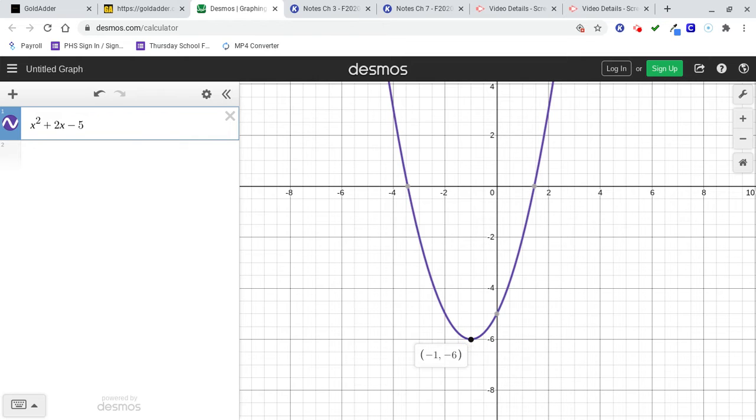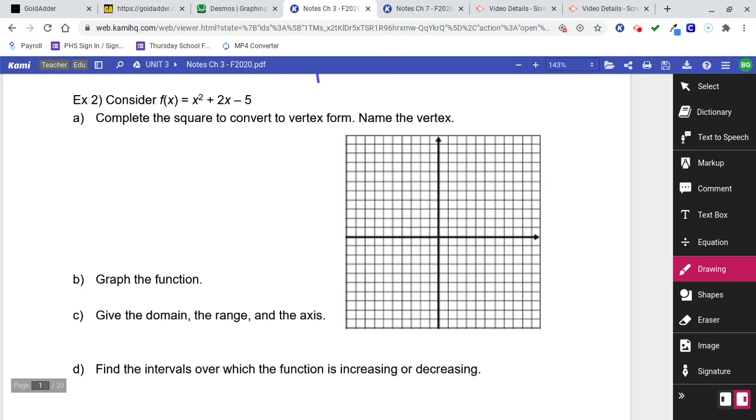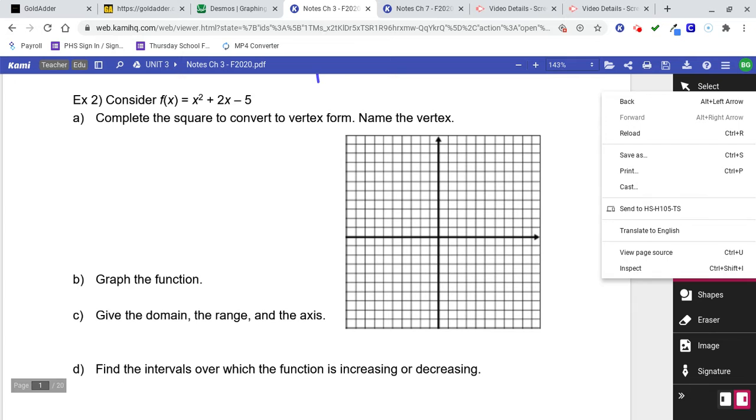How else could I find the vertex? I could do -b over 2a and do the same thing that we did on the last example. I could do that. I know the vertex is -1, -6, but they want me to use completing the square. So we know how to do completing the square. We can do this, all right? It's a little bit different than the way we've seen before.